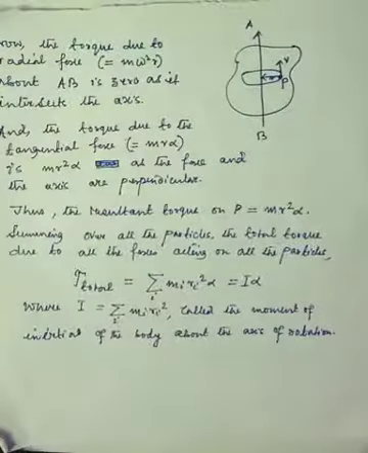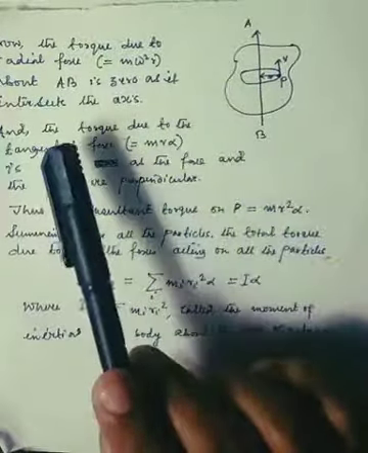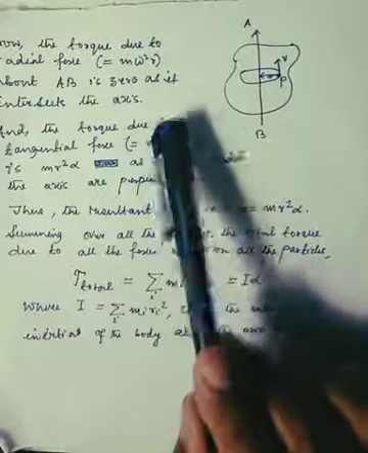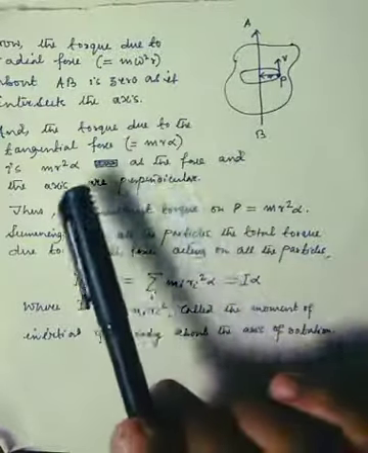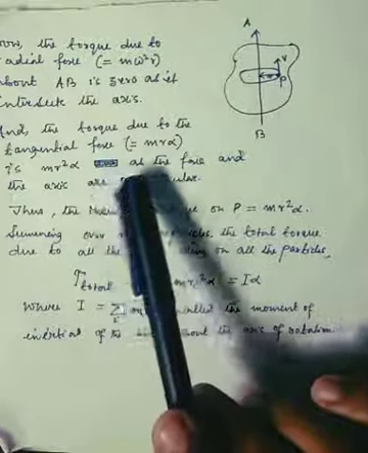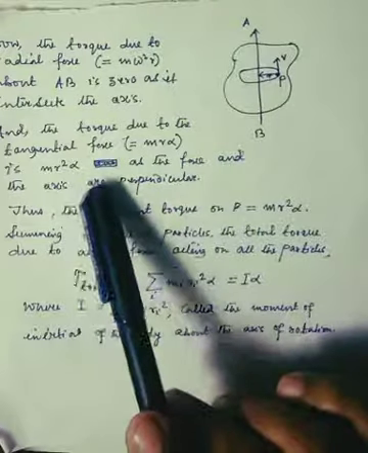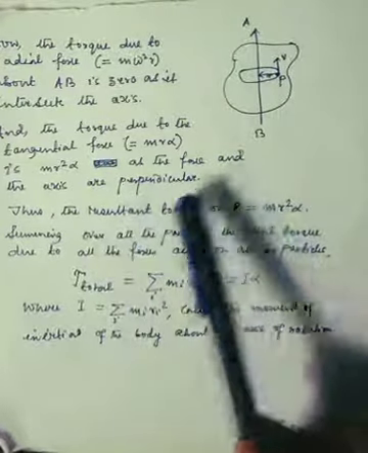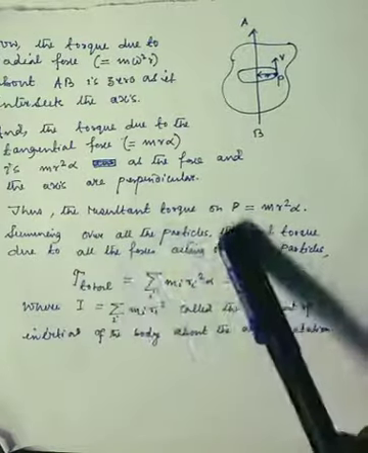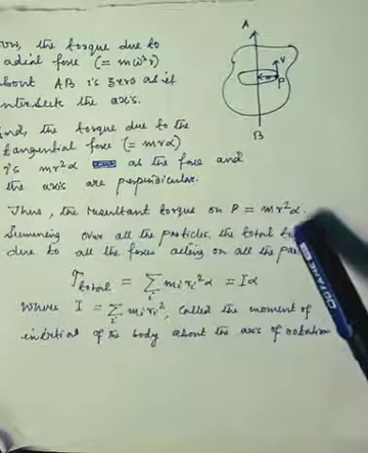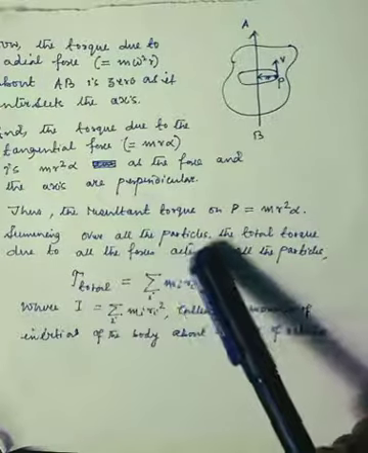Now the torque due to radial force, which is equal to m omega square r, about the axis AB is 0 as it intersects the axis, and the torque due to the tangential force, which was equal to mr alpha, is mr square alpha, as the force and the axis are perpendicular. Thus the resultant torque on P is equal to mr square alpha.